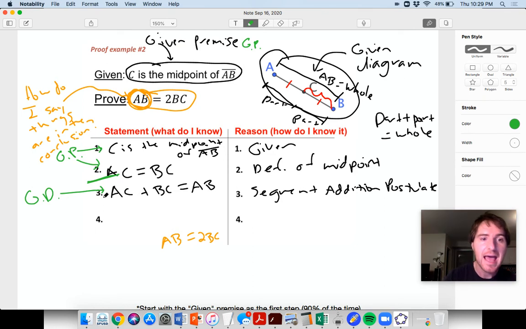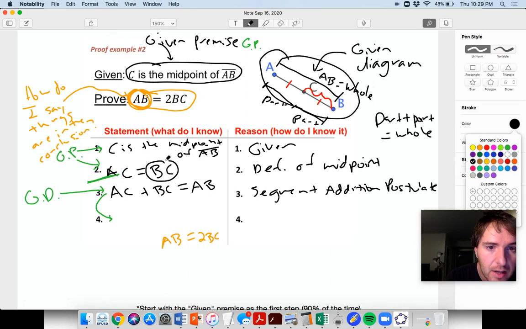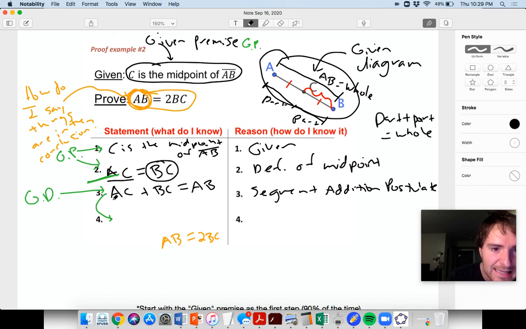The question is, how can I go from this step right here and modify this one to make it become what we're trying to say here, which is AB equals 2BC? So what you can do is this: you can take BC here because it equals AC, and AC is down there. And remember, if something is equal to another thing, then that thing can replace the other in another equation. And that is called substitution. This thing can be substituted into that equation.